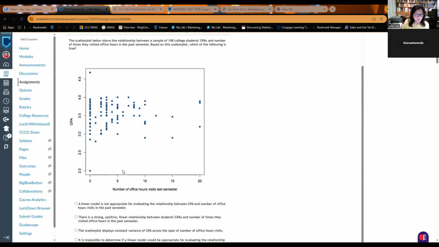Then look at the office hour visit 5 times. We have student GPA up to 4.0 here. And then let's look at the higher one, the one who visited the office hour 20 hours. We have one point here at about a 3.2 GPA, and on the top here about a 3.7 to 3.9 GPA.